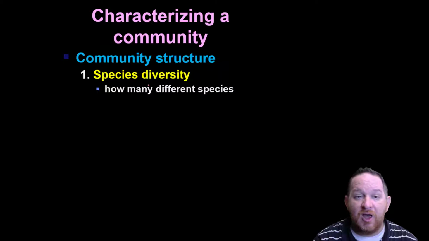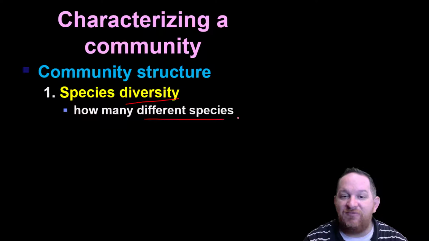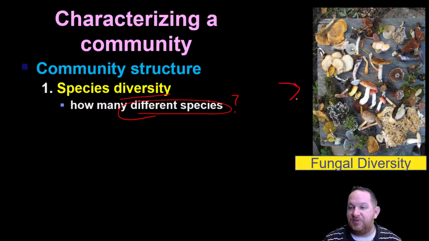So, how do we characterize a community? We look at the structure of the community. One, we look at the diversity within the species of that community. In other words, how many different species are there in a particular community? So, right here, you see in this community a lot of different fungi, right? Quite a bit of fungal diversity. So, this is a very diverse community.